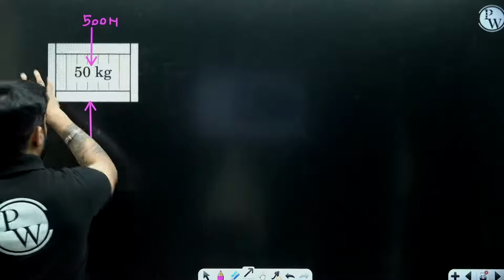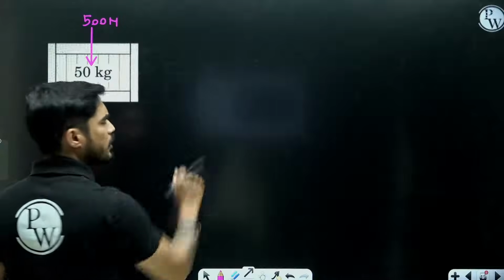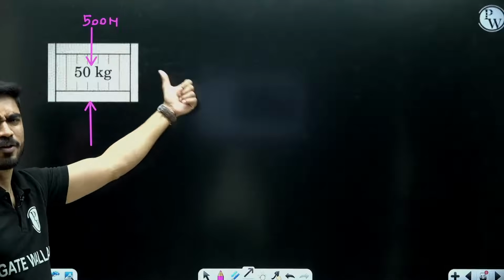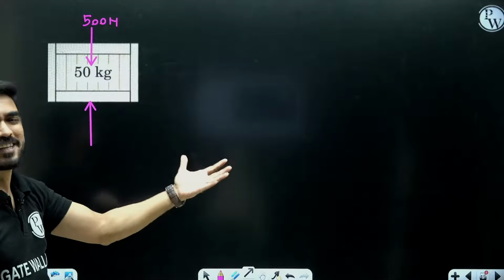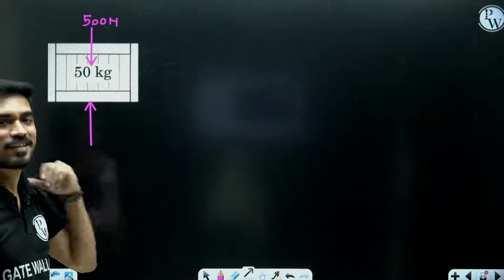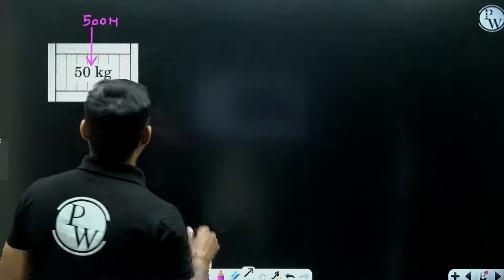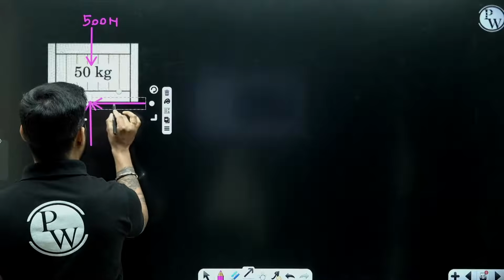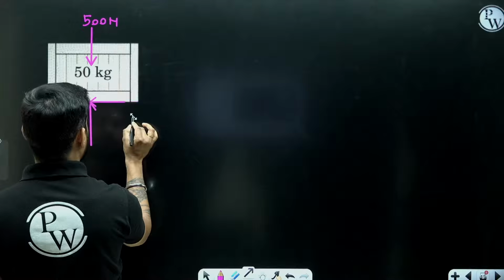There will be a friction force. So let's assume that it is moving towards right. Now some students ask me, sir, how can you say that it is moving towards right? If you want, you can assume it is moving towards left. It doesn't matter, the magnitude of acceleration will remain the same. So, beta, let's assume it is moving towards right. The friction force will be towards left, right?